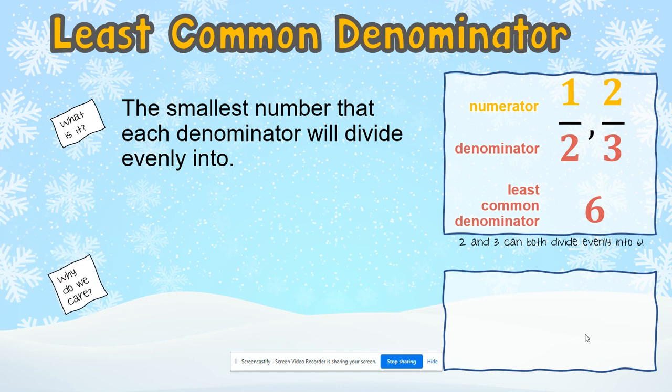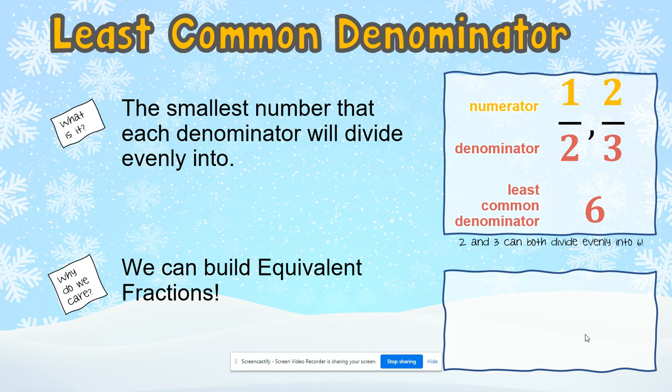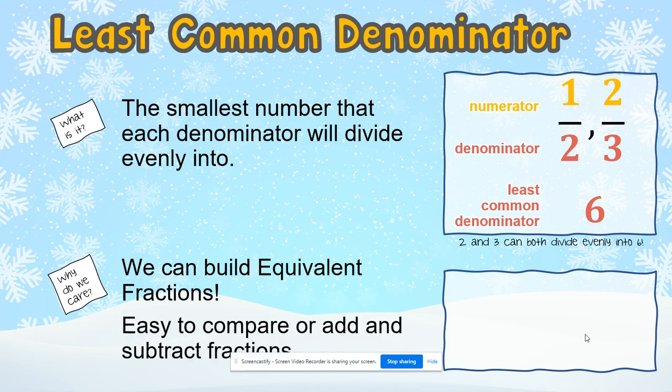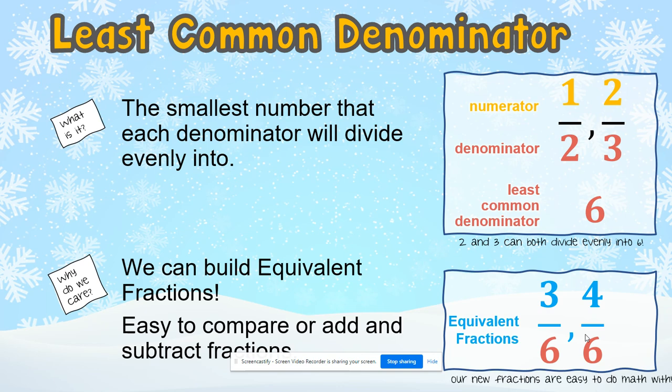Why do we care? We care about the least common denominator because we can use it to build equivalent fractions. And equivalent fractions make it easy for us to compare or add and subtract fractions. So while I do not know how to add 1/2 plus 2/3, I do know how to add their equivalent fractions, 3/6 and 4/6. Our new fractions make it easier for us to do math with.